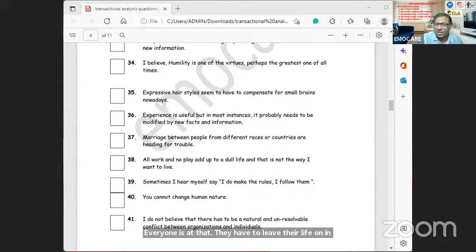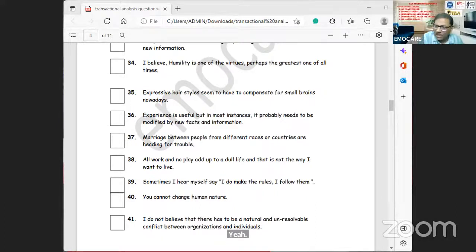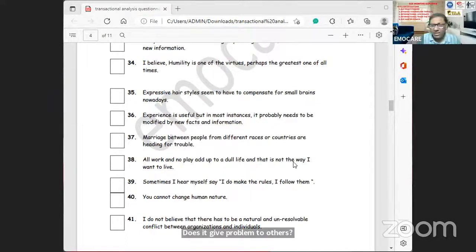So it is only sometimes, and whatever rules you are making, it is not for others. Does it give problems to others? Not at all, sir. Not at all. Then that's why actually your score.